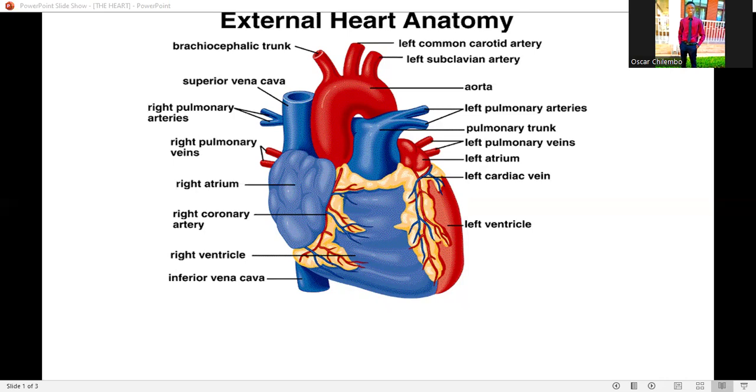So the main objective for today, we are going to describe the structure of the heart. Okay, we are going to state various functions of the heart. So in this lecture, we are going to specifically look at the external part of the heart. Then we're going to the internal part of the heart. Then from there, we're going to look at the cardiac muscle in preparation for the cardiovascular system.